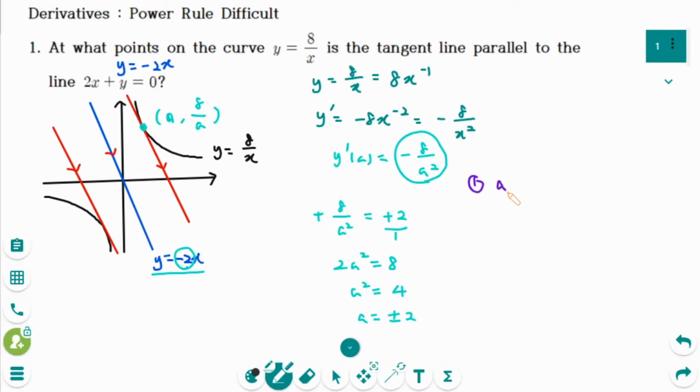First, for a equals 2, 8 over a is 4. Then second, a equals minus 2. Then 8 over a equals minus 4. So the points are (2, 4) and (minus 2, minus 4).